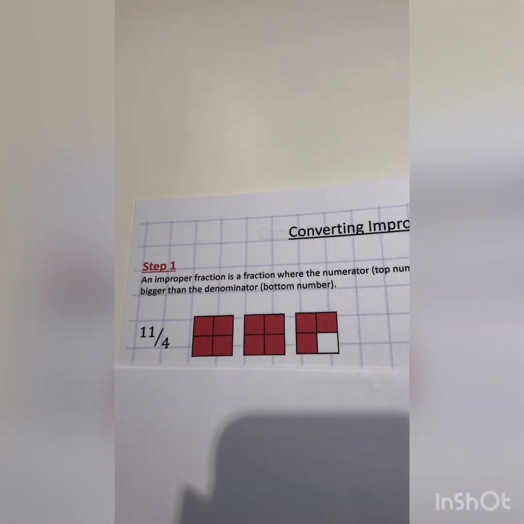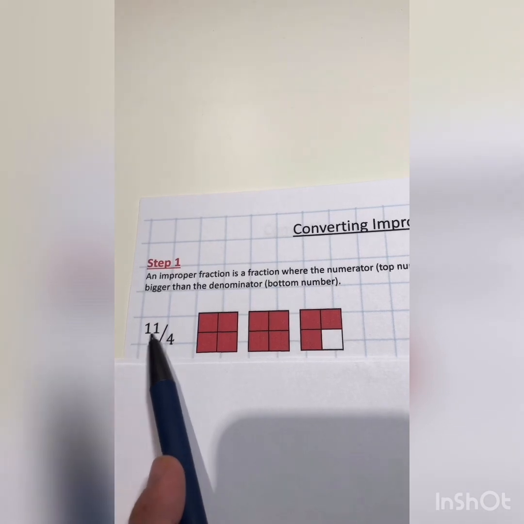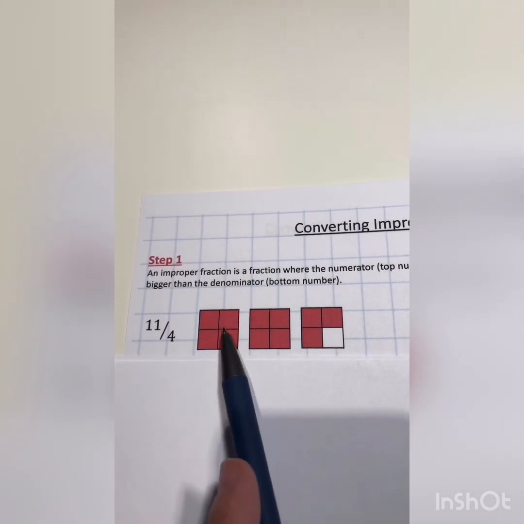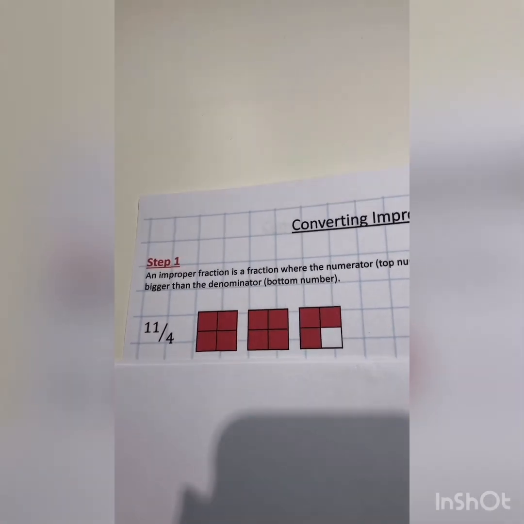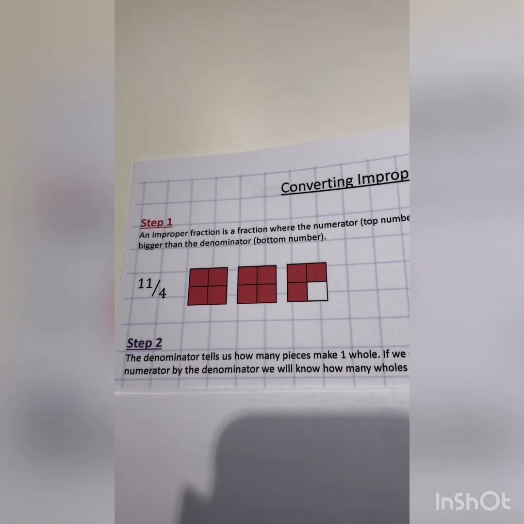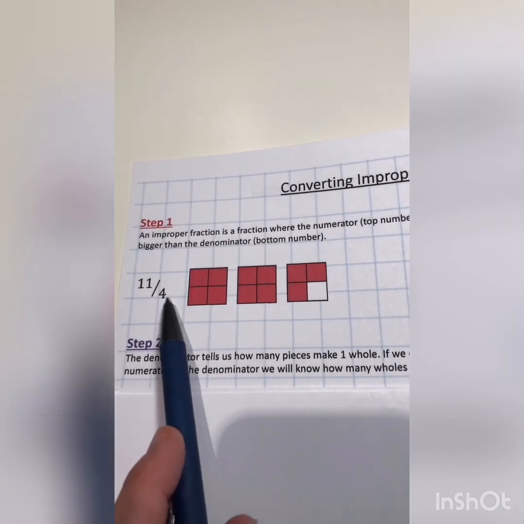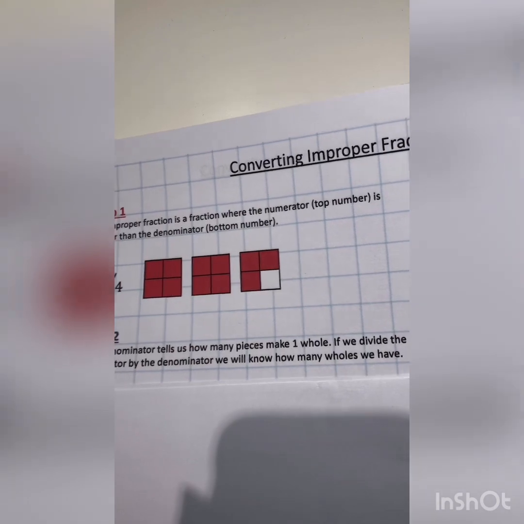So in step 1, you start with the improper fraction where the numerator is bigger than the denominator. And there it is again. There's 11 quarters there. 1, 2, 3, 4, 5, 6, 7, 8, 9, 10, 11. The denominator tells us how many pieces make one whole. So in this case, it's 4. If we divide the numerator by the denominator, we will know how many wholes we have.